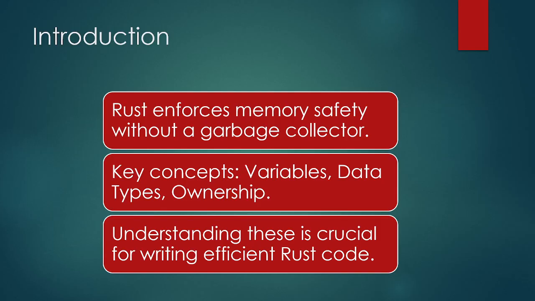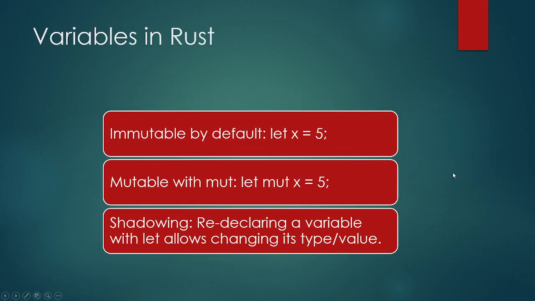That is the key concept. In Rust we have variables, data types, and ownership. I know ownership is a new thing for most people. Some people know about it, some people don't. We will go deeper into ownership later in this video. These things are very crucial for writing efficient code in Rust, so you have to be aware of them. Let's move to the next.